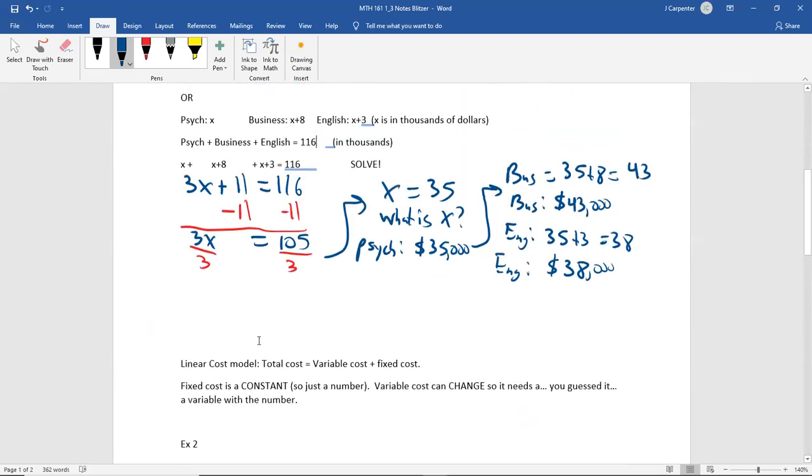All right, so let's move on. Before we do example 2, I want to introduce something known as the linear cost model. This is a very common model before you start getting into calculus when we want to model costs, incomes, anything like that. You have variable costs and you have fixed costs. The word variable means changes. Fixed means doesn't change.